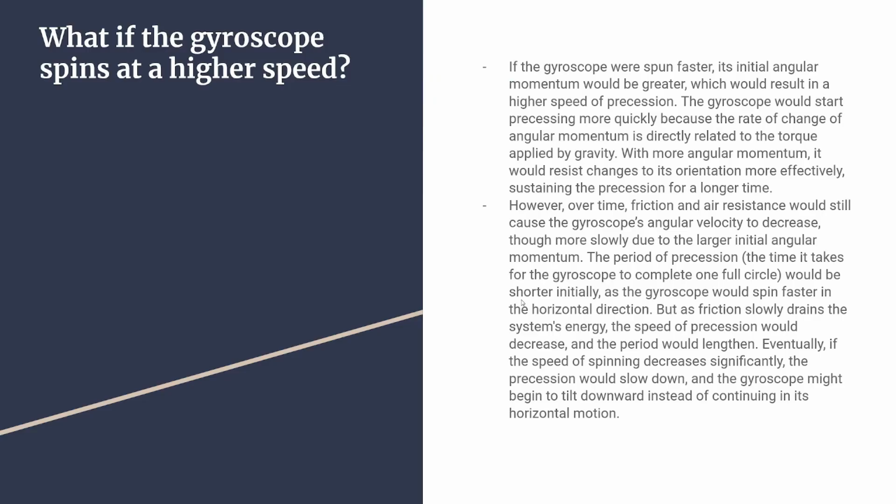And here are conclusion questions. What if the gyroscope spins at a higher speed? Well, if the gyroscope were spun faster, its initial angular momentum would be greater, which would result in a higher speed of precession. The gyroscope would start precessing more quickly because the rate of change of angular momentum is directly related to the torque applied by gravity. With more angular momentum, it would resist changes to its orientation more effectively, so it would sustain this precession for a longer time.